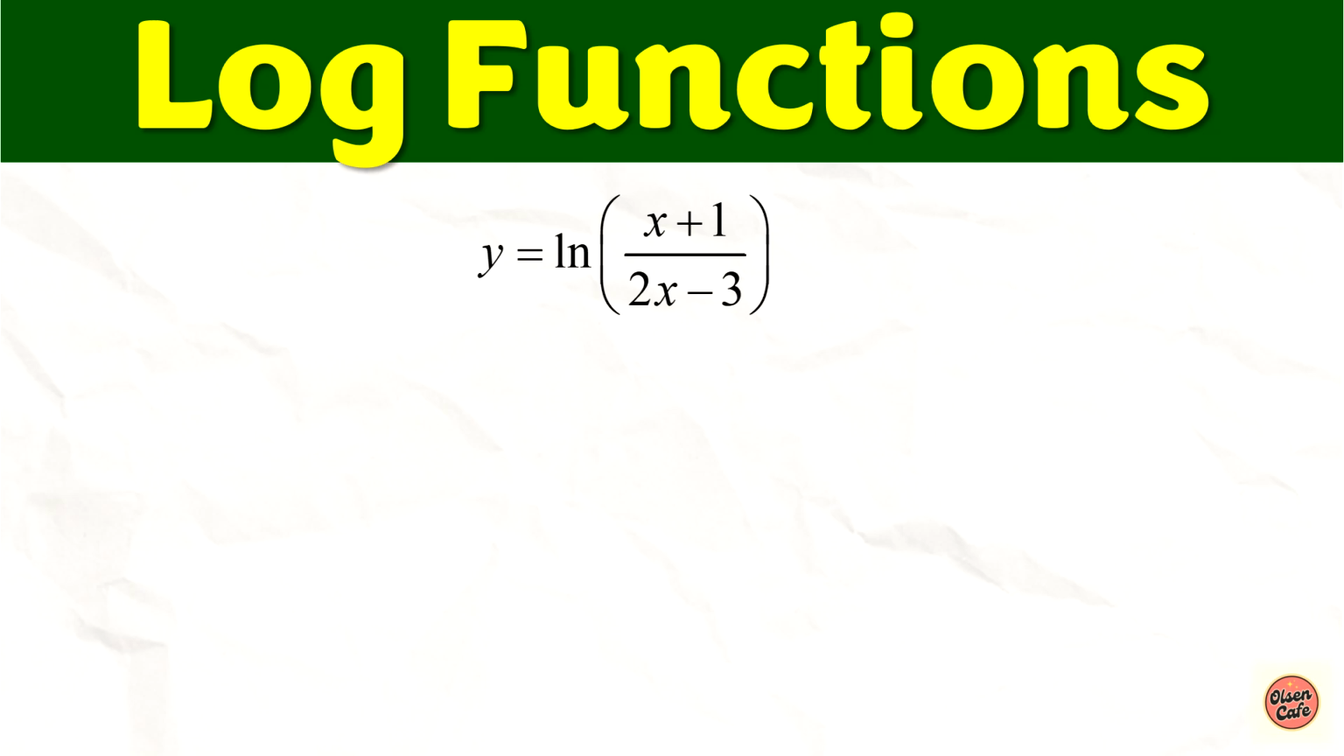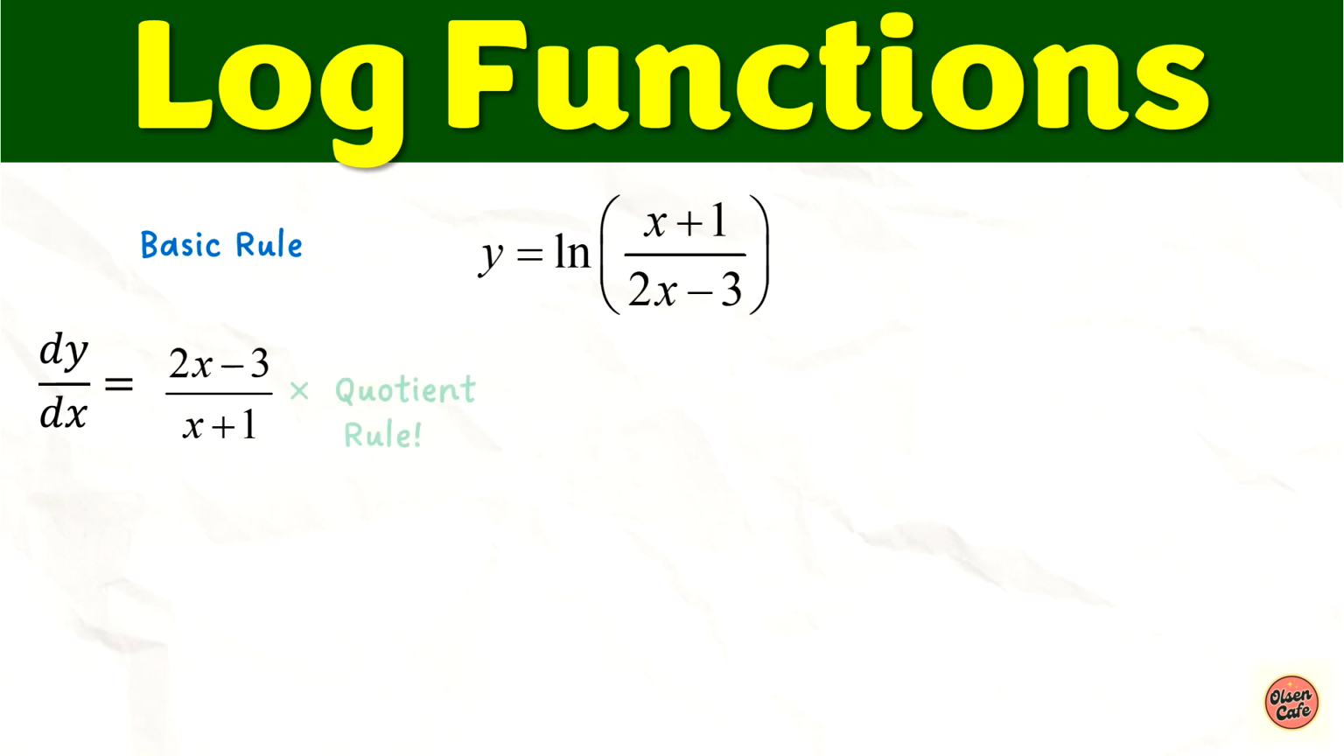Let us take a look at this second example. I have y equals ln bracket x plus 1 divided by 2x minus 3. Now again, if I am going to use the basic rule, I will have to take the reciprocal of the function, which will give me 2x minus 3 divided by x plus 1. To follow with this, I will have to apply the quotient rule to complete finding the derivative. So you notice that the process itself becomes very tedious.